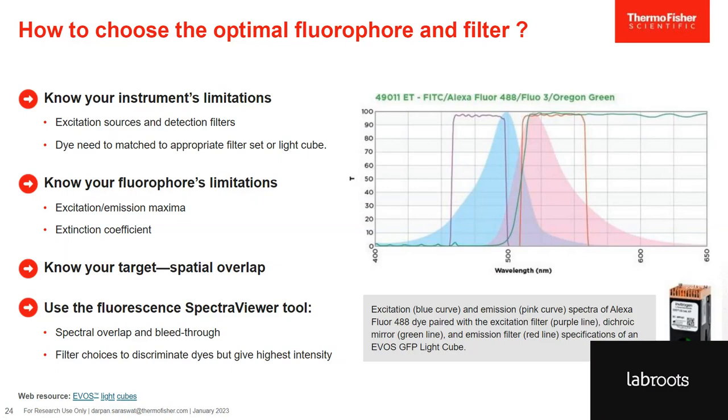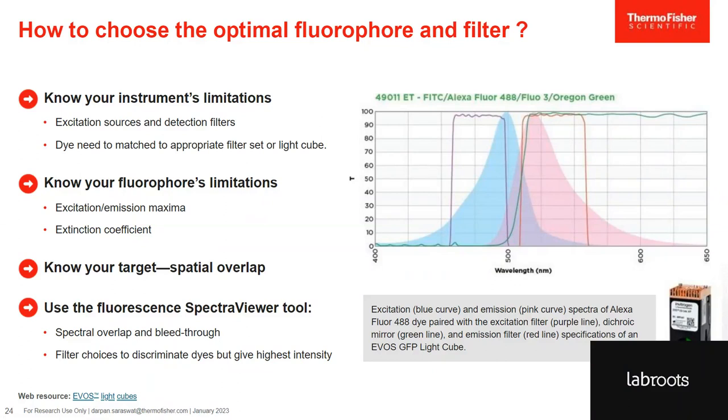Second, know your fluorophore limitations, like excitation and emission spectra. Extinction coefficient is also very, very important. This is the value that indicates how well a fluorophore is going to absorb light or energy. The higher the extinction coefficient, the better it is. This is somehow related to how bright a fluorophore is going to be.